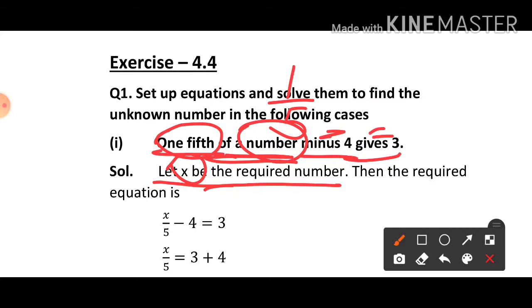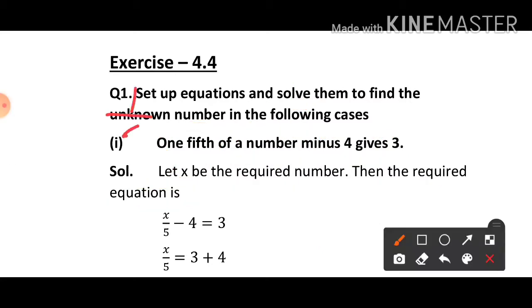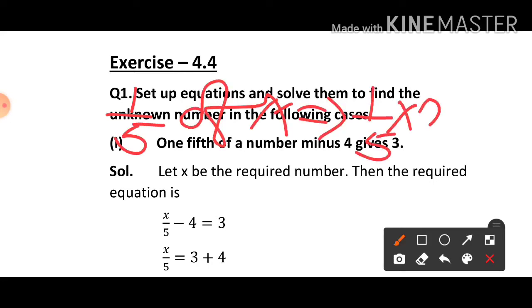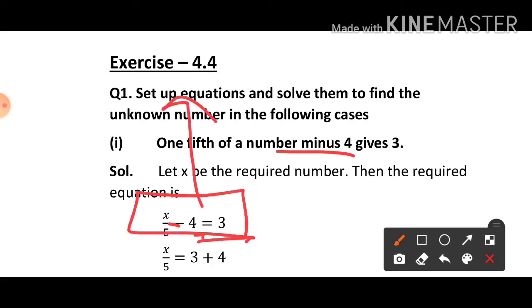So write according to the given statement. So 1/5 of a number. First of all we'll take that let x be the required number. Then the required equation according to the question is: 1/5 means 1 upon 5 of number. Of number means of x. So 1 by 5 of x. Here of means multiplication only. So 1 by 5 multiplication x. So we can write it as x upon 5. Then next, what is written there? Minus 4. So minus 4 gives 3, gives means equal to 3. So this is the equation. This we have done, set up the equation.